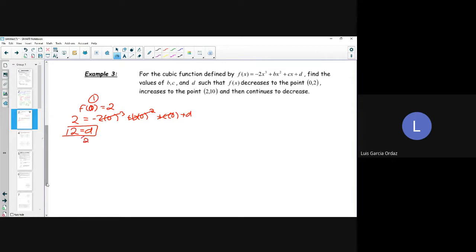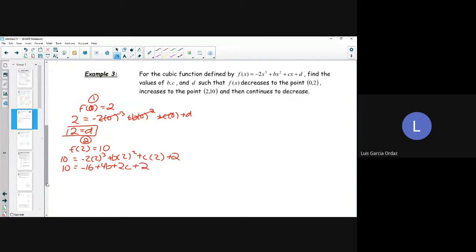Now my second part that I know based off the graph is that f at 2 is equal to 10. So now I can try to come up with an expression that helps me find b and c. So I get 10 is equal to negative 2 times 2 cubed plus b times 2 squared plus c times 2 plus 2, because that is our d. So I get 10 is equal to negative 16 plus 4b plus 2c plus 2.